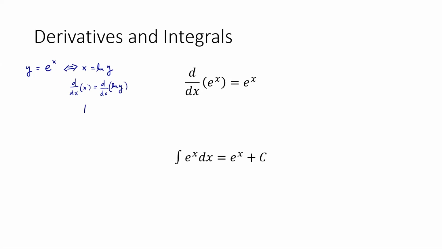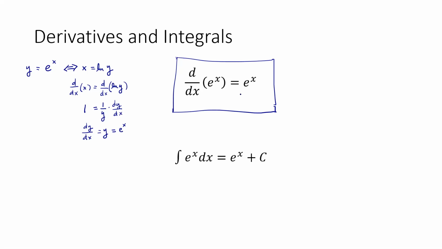On the left side, we just get 1. On the right side, we know the derivative of ln of y will be 1 over y. And then implicit differentiation here, because this is the y variable, we're going to multiply by dy over dx. So with that, we get dy over dx is equal to 1 times y, sorry, so dy over dx is equal to y, which we know is equal to e to the x. Okay, so that establishes here that the derivative of e to the x is just e to the x.